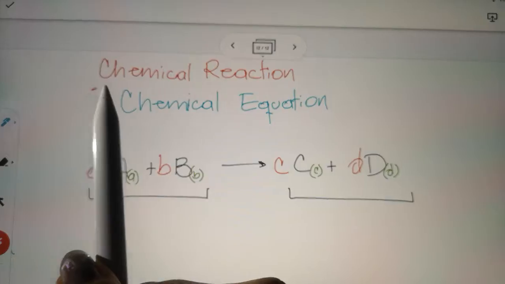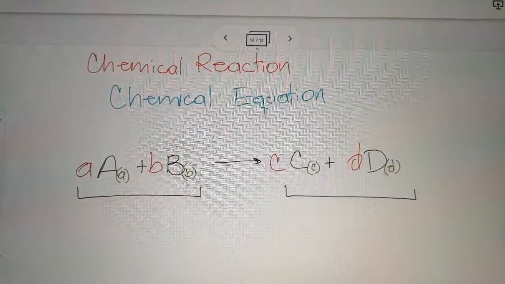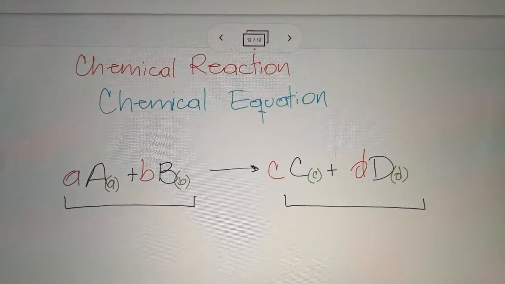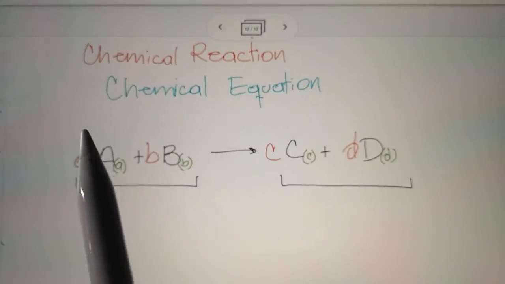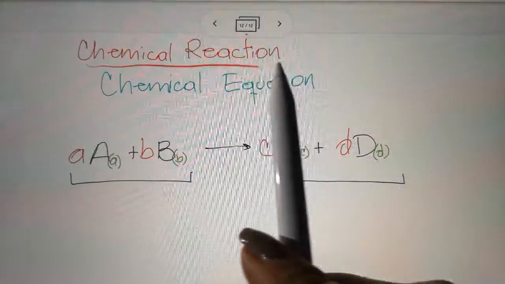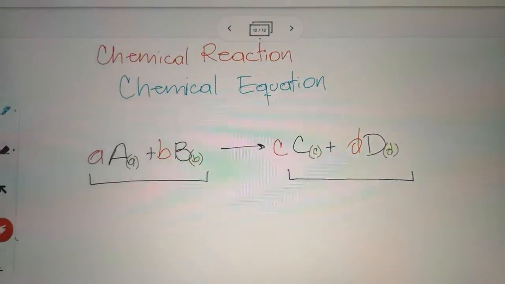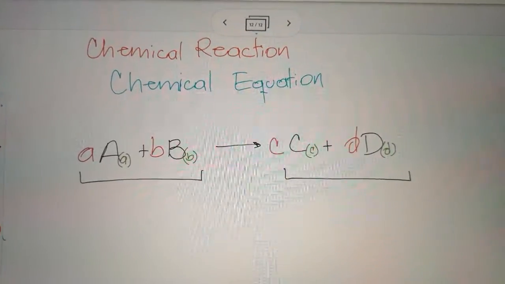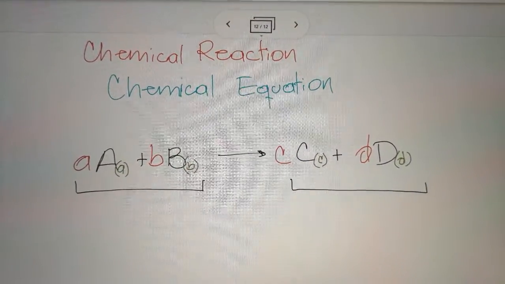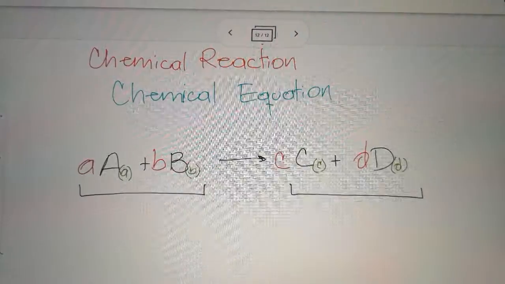So, what is a chemical reaction? Please don't forget to write this. A chemical reaction is the main process where you can see how a chemical compound changes its structure, okay? The structure of a chemical compound is modified, is changed, is transformed.